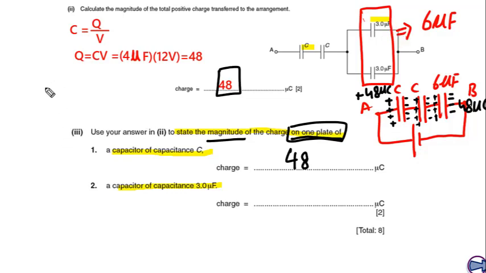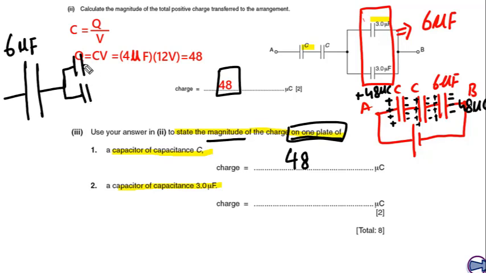So let me explain one point first, maybe that will be very helpful for you. Let's say we have a big capacitor, its capacitance is 6 microfarad. We can replace this one big capacitor with 2 small capacitors like this. So they are equal. Let me draw the arrow here. So you can replace this with this.